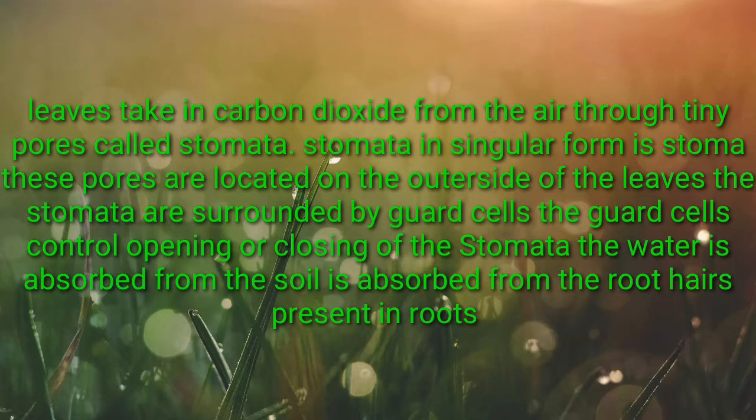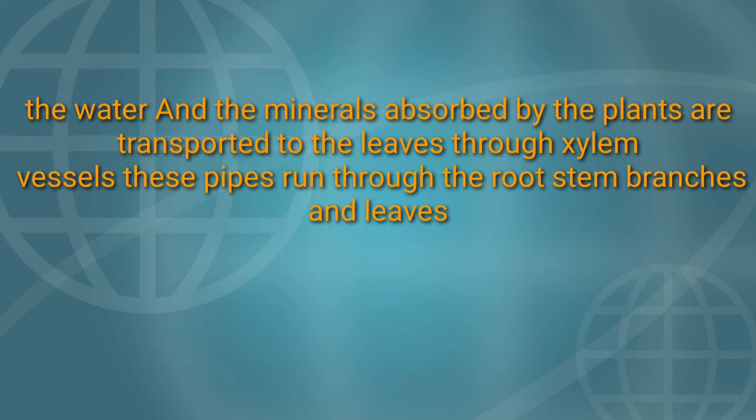The water from the soil is absorbed by the root hairs present in roots. The water and minerals absorbed by the plants are transported to leaves through xylem vessels. These pipes run through the root, stem, branches and leaves.